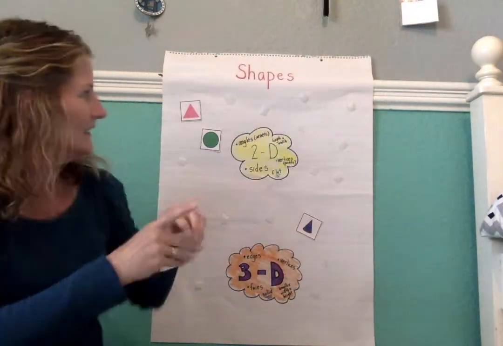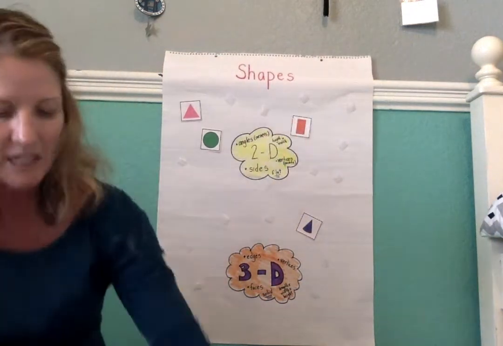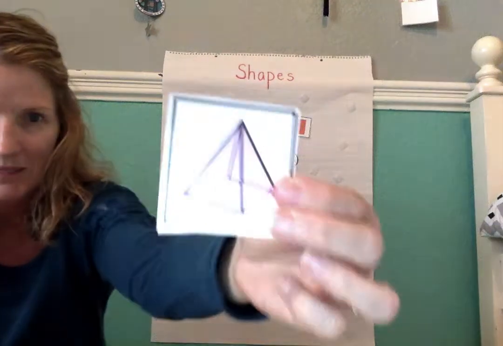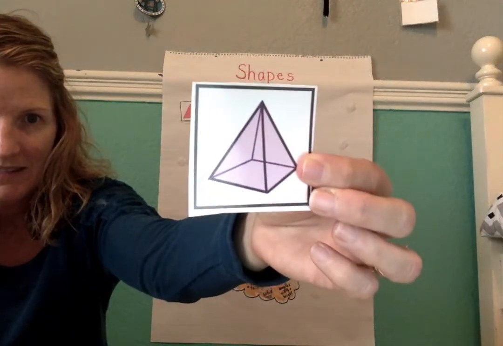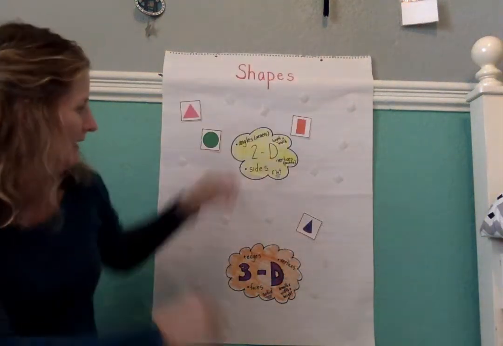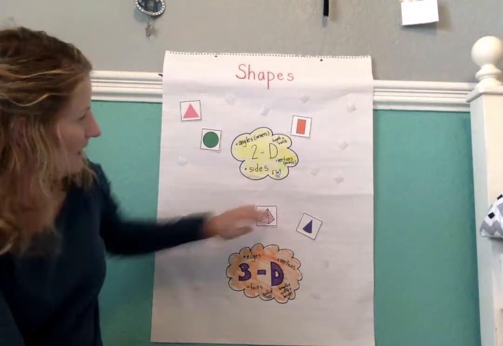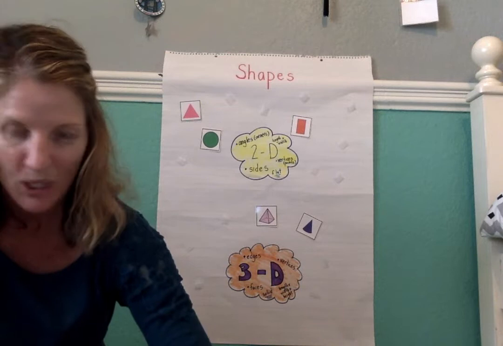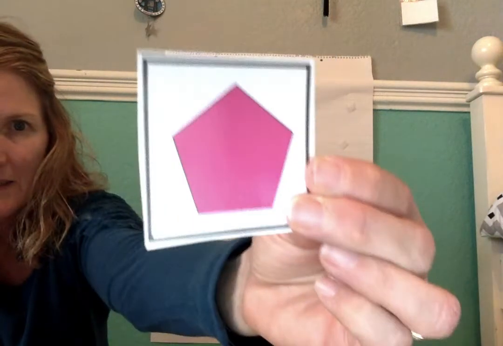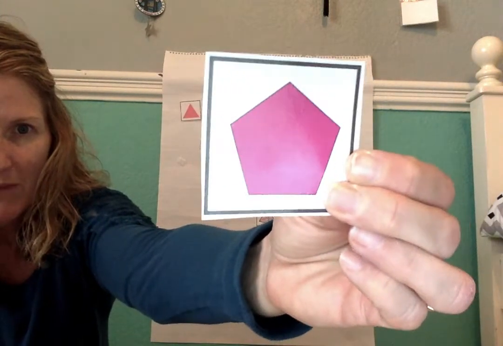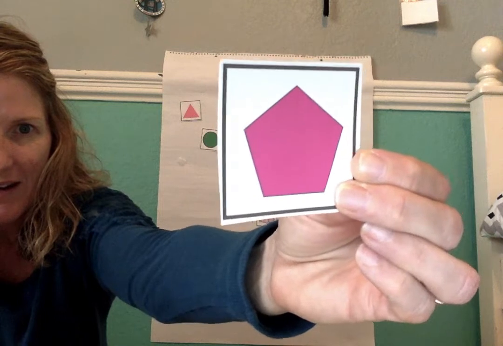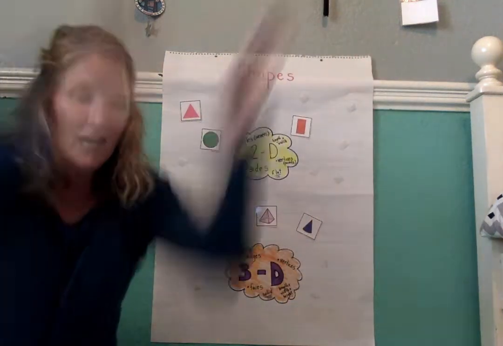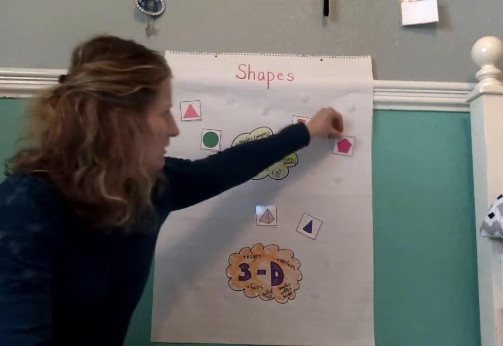Good. Rectangle. 2D. Ooh, what about this one? Good job. Hopping like a frog. That's a 3D shape. It's a pyramid, a square-based pyramid. Ooh, this is a tricky one. 1, 2, 3, 4, 5 sides. Awesome. It's a pentagon. Hands in the air like you just don't care.